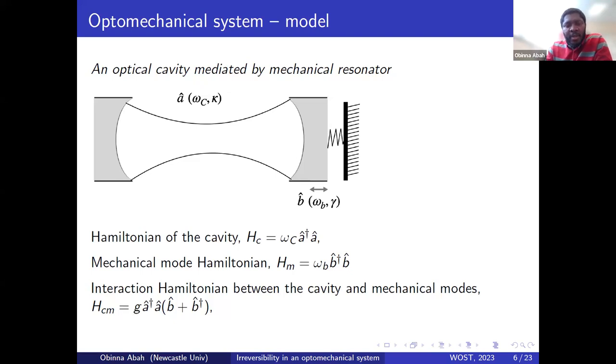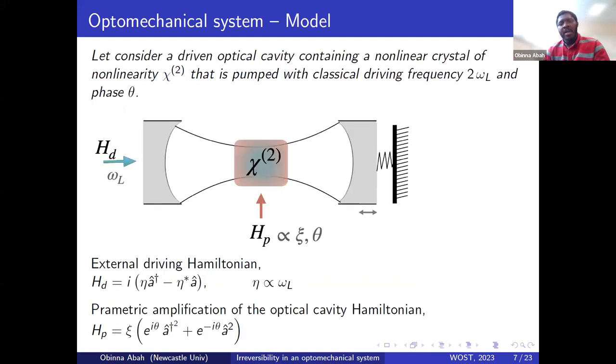But if we just add some external driving here, you will be able to describe the experiment that was performed by the group of Nikolai in Vienna. But if we now move, maybe consider a situation in which we have not just a driven optical cavity, but this cavity also has a nonlinear crystal, which induces some sort of nonlinearity in the system.